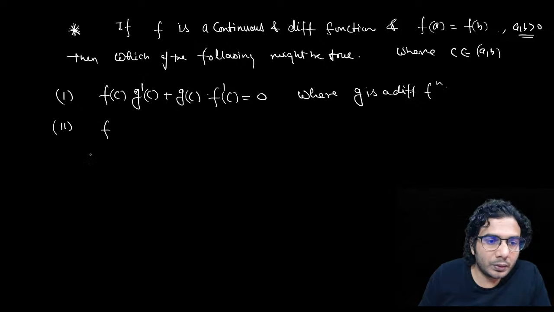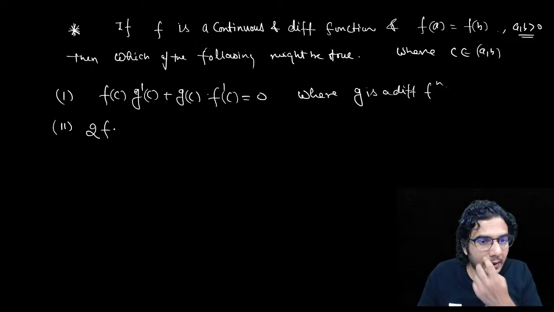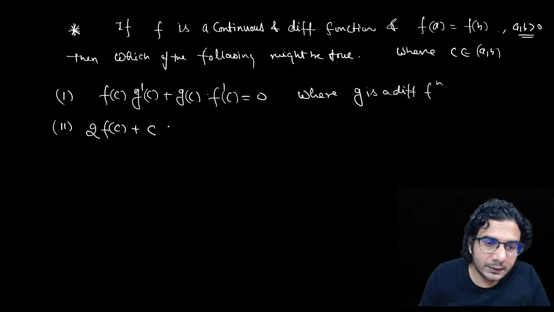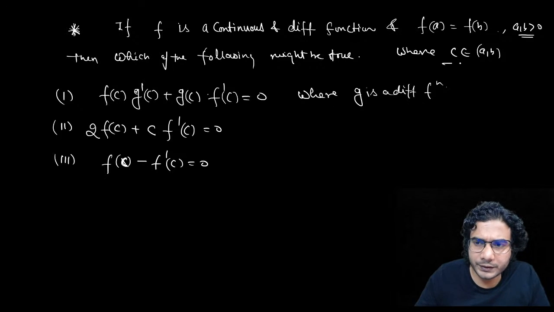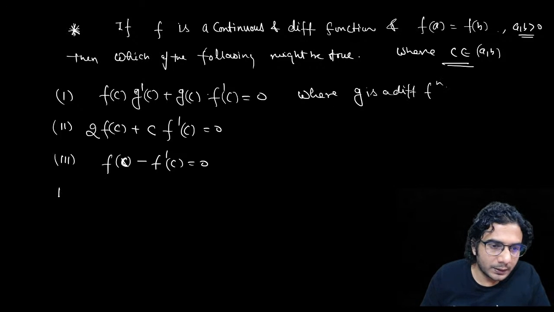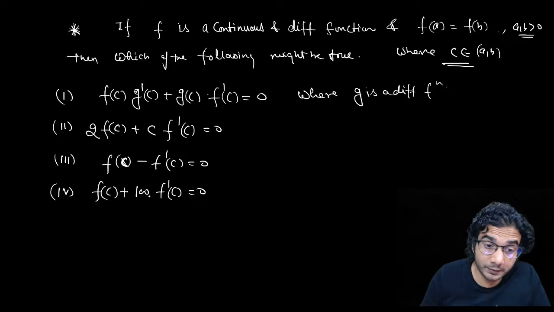2 times f of c plus c into f dash of c is equal to 0, right? You need to figure out the options. Third, f of c minus f dash of c is equal to 0 for some c belonging to (a, b). Fourth option is f of c plus 100 times f dash of c is equal to 0.